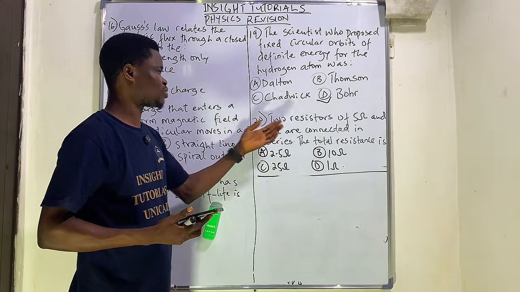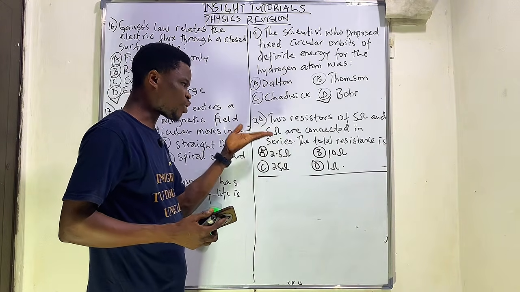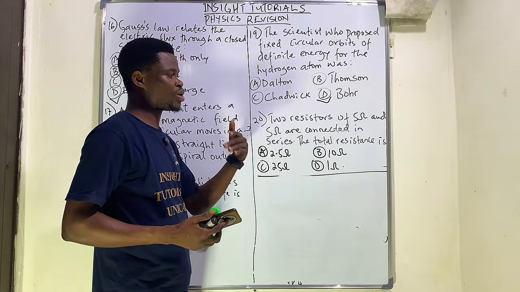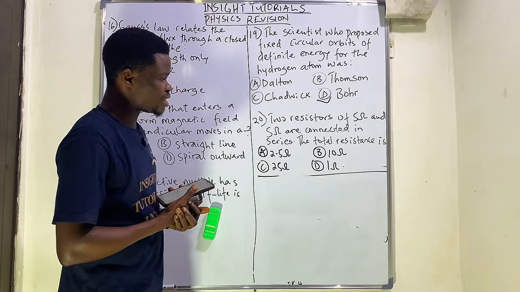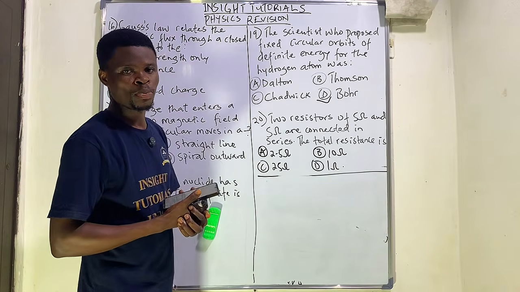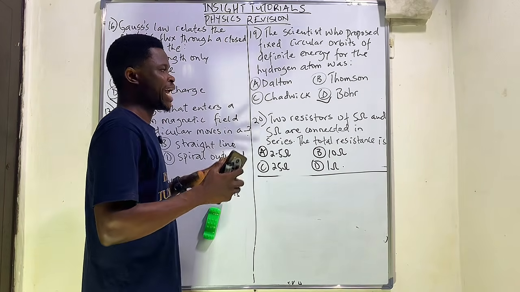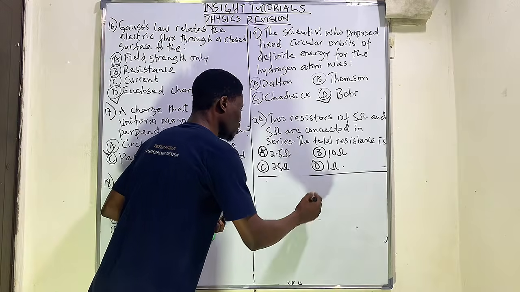Question 20 says that two resistors of 5 ohms and 5 ohms are connected in series. The total resistance is: A says 2.5 ohm, B says 10 ohm, C says 25 ohm, and D says 1 ohm. Now, for you to understand this question, anytime resistors are connected in series, let me quickly write something down.